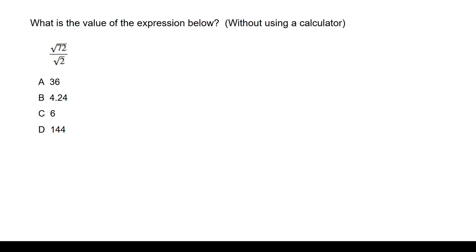Here is today's problem. What is the value of the expression below? And this is important. We need to be able to do this without a calculator. We could easily type this into our calculator and get a result. So this might be in those first 5 questions of the test where you can't use a calculator. So let's learn how to do it that way.